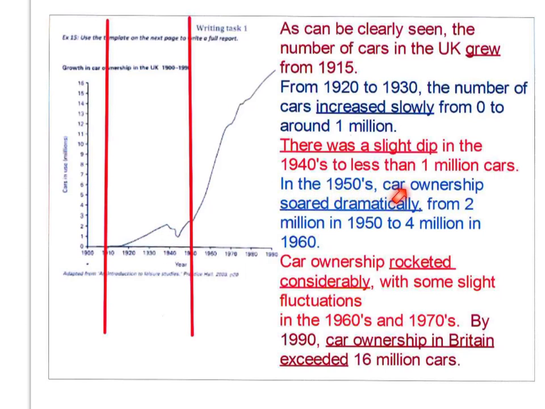In the 1950s, car ownership soared dramatically from 2 million in 1950 to 4 million in 1960. Car ownership rocketed considerably, with some slight fluctuations in the 1960s and 1970s. By 1990, car ownership in Britain exceeded 16 million cars.